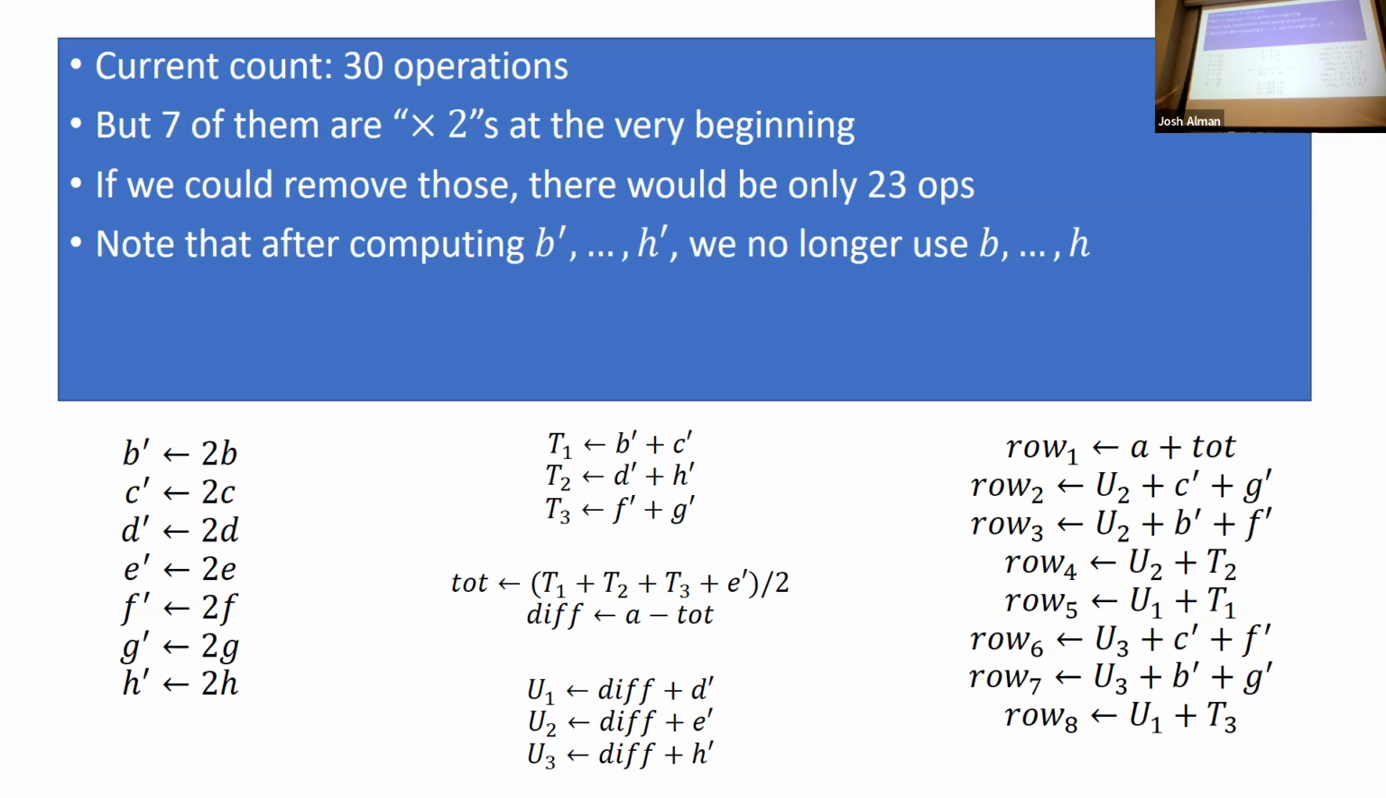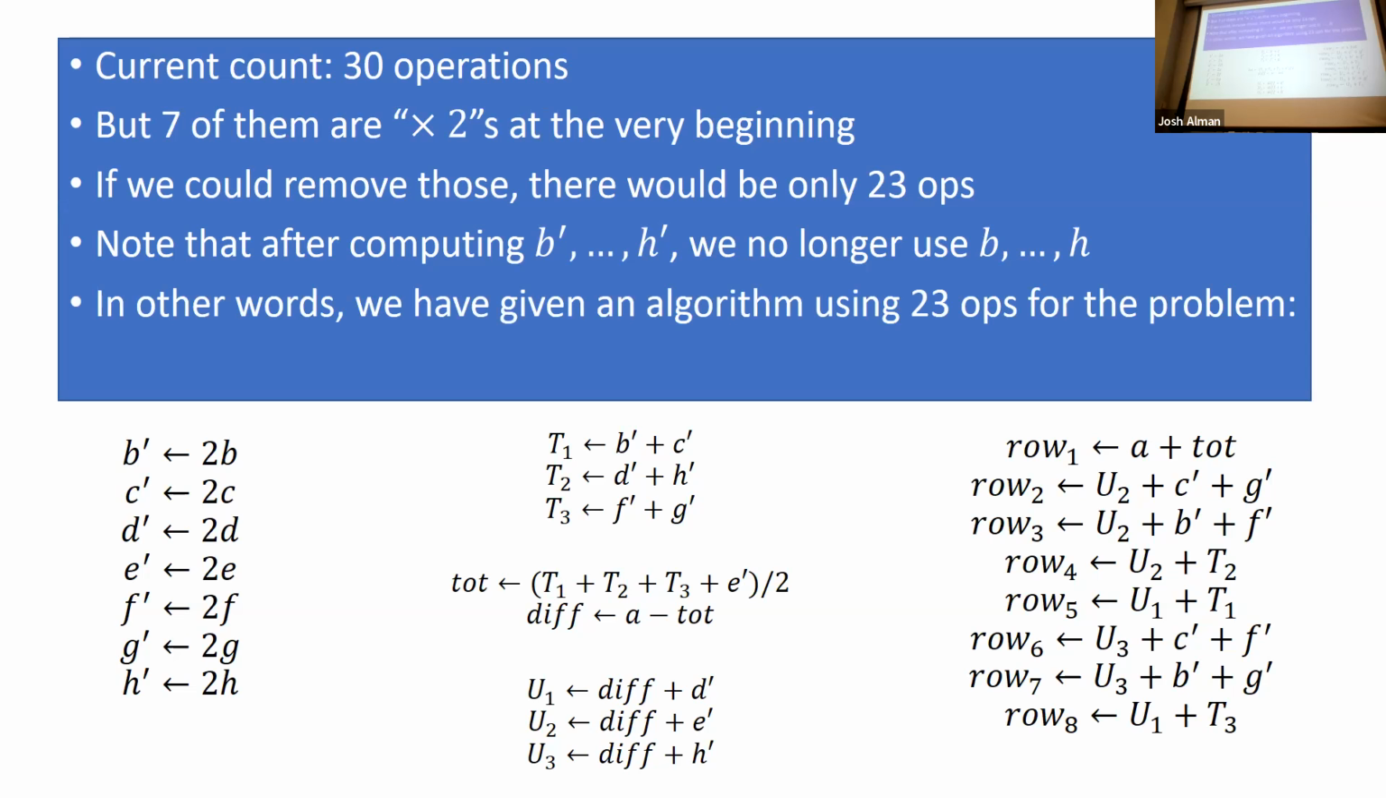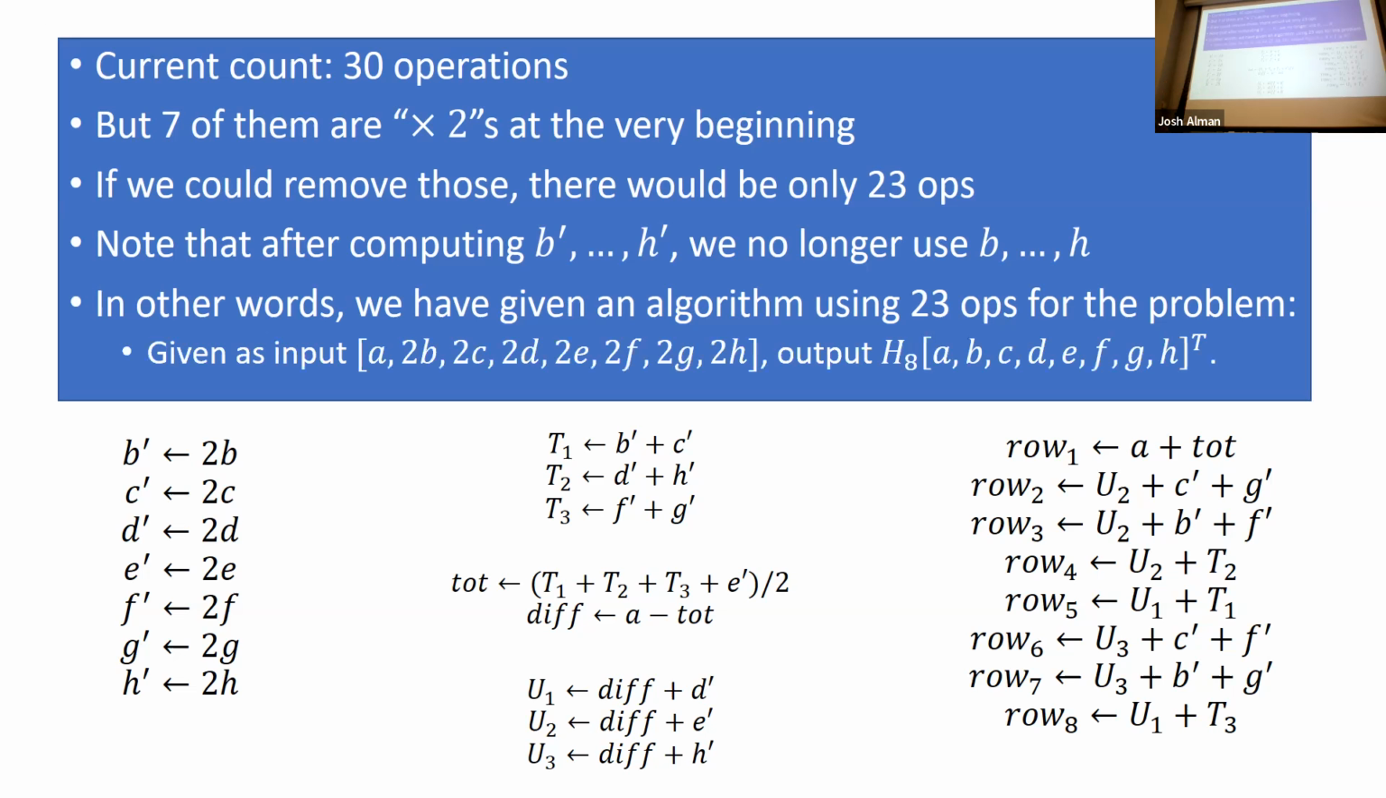So in particular, what I have here, you can equivalently see it as an algorithm that uses only 23 operations, which, given as input a and 2b and 2c and 2d and so on up to 2h, outputs the Hadamard transform of a, b, c, d up to h. So this is actually an algorithm with 23 operations for something very similar to the Hadamard transform, except it assumes we're given as input some of the entries multiplied by 2 instead of not multiplied by 2. It turns out this will be totally fine, and we're going to be able to use this to make a Hadamard transform algorithm.